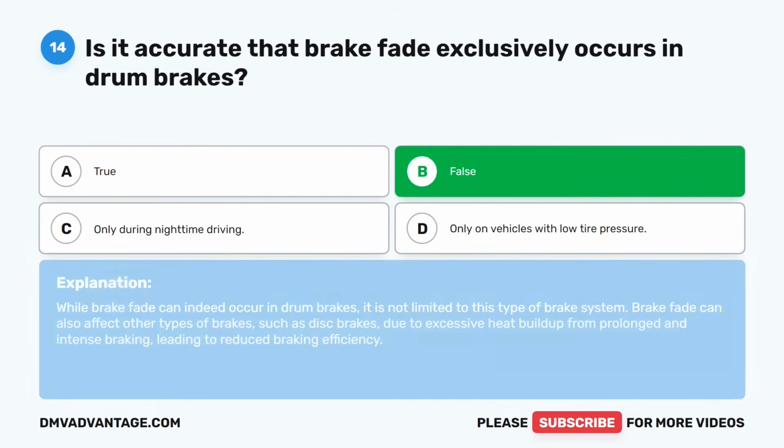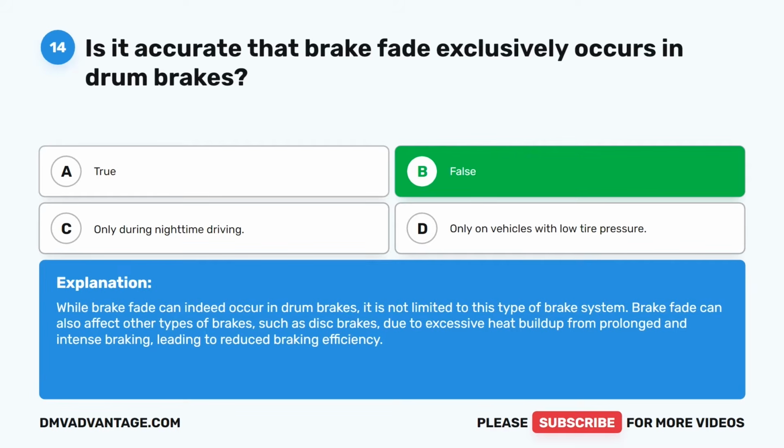False. While brake fade can indeed occur in drum brakes, it is not limited to this type of brake system. Brake fade can also affect other types of brakes, such as disc brakes, due to excessive heat buildup from prolonged and intense braking, leading to reduced braking efficiency.